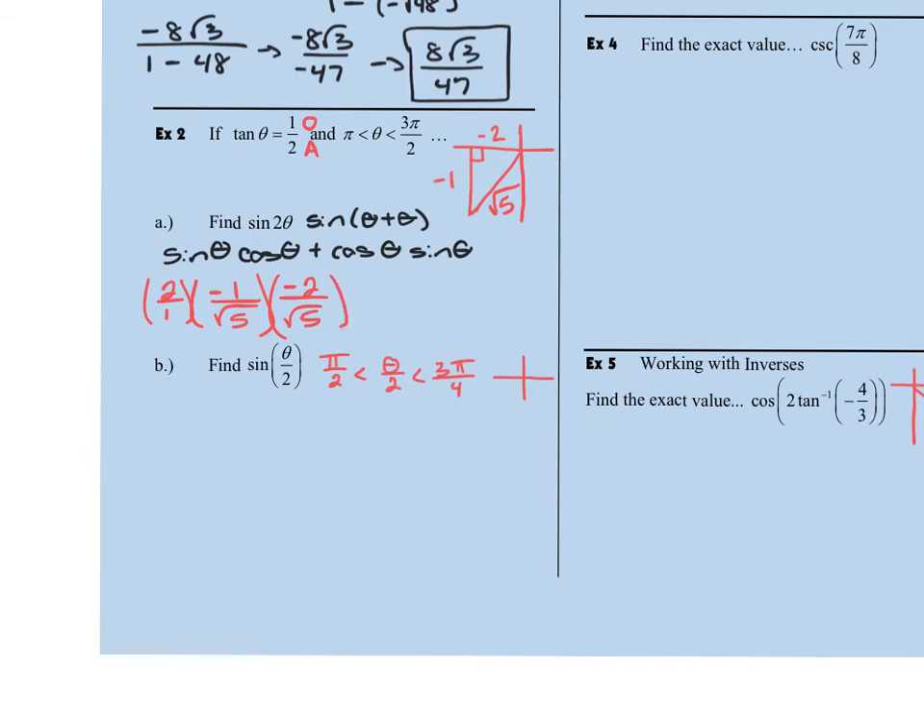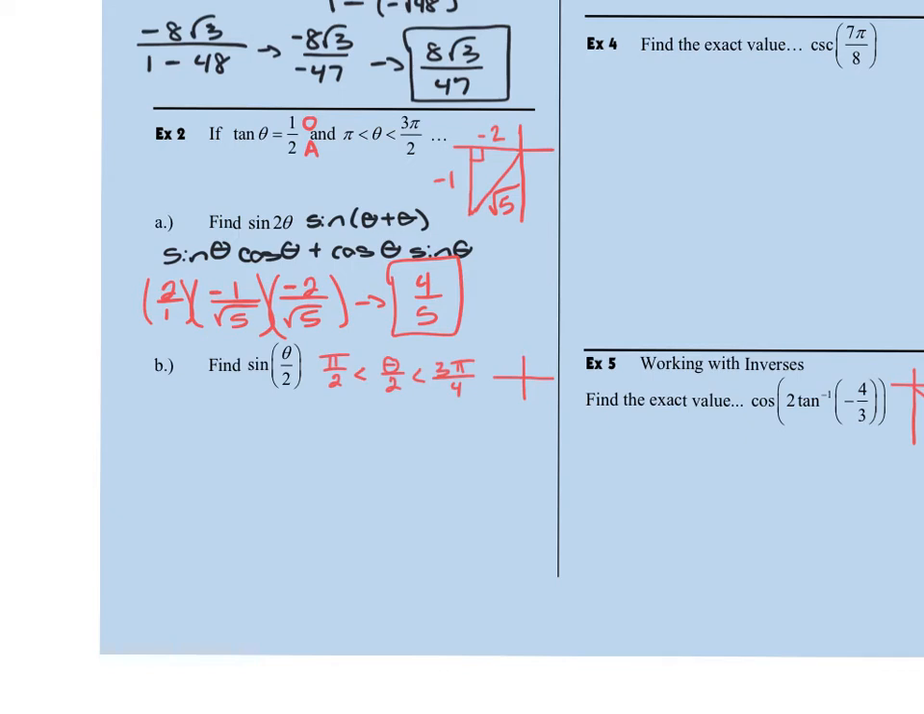And now, when I just multiply straight across, my negatives are going to cancel to a nice positive. I'll get a 4 in the numerator and a 5 in the denominator. So that's going to be my sine 2 theta. The last one that I want to look at is going to be our half angle.